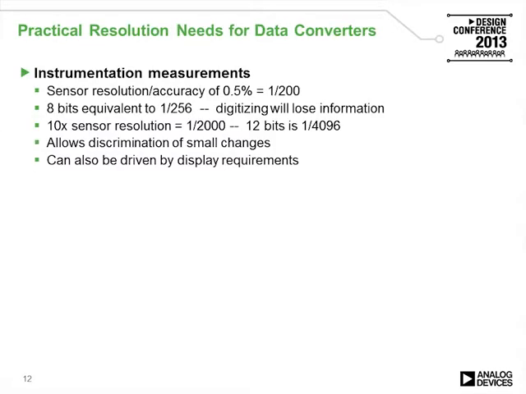So what kind of accuracy do we need? Well, in general, most sensor resolution accuracy is something on the order of 0.5%. That's 1 part in 200. 8-bit equivalence is 1 part in 256. So you can see that that's fairly coarse compared to the resolution of our sensor. More common is a 12-bit, which is 1 part in 4,000. Even though the 1 part in 4,000 is much greater than the accuracy, it allows discrimination of small changes inside the rated accuracy of the part, which allows us to do corrections and the like.